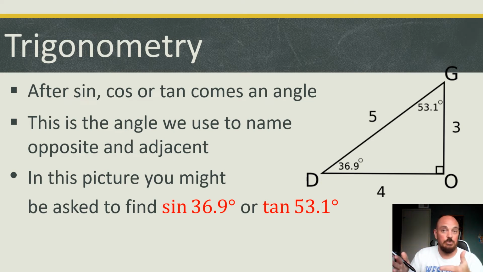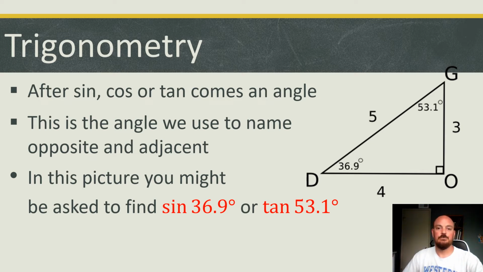Or maybe in a different problem, or in a part B on the same problem, I say, now find tangent of 53.1. And that's telling you, okay, well now I'm using the other angle. I'm using that 53.1 up on the top right, and that's going to tell you what opposite and adjacent are. So after the trig function, either sine or cosine or tangent, comes the angle, and that's how you know what you're using for the question.